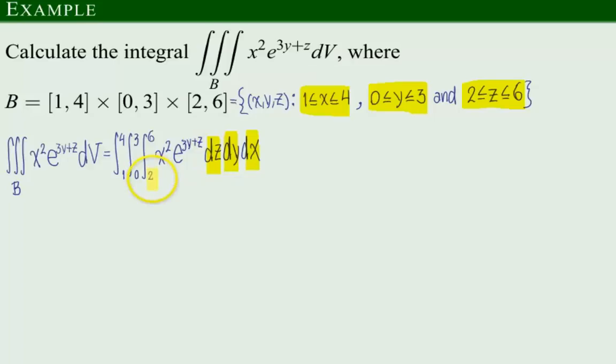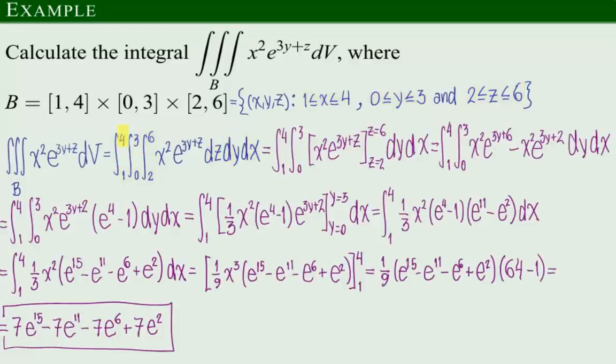So z goes from 2 to 6, y goes from 0 to 3, and x goes from 1 to 4. Doing the calculation, I integrate first with respect to z, then evaluate, then integrate with respect to y, then evaluate, and then integrate with respect to x, and then evaluate, and the answer that I have is this number right here. So this is the way that you compute a triple integral over a rectangular box.